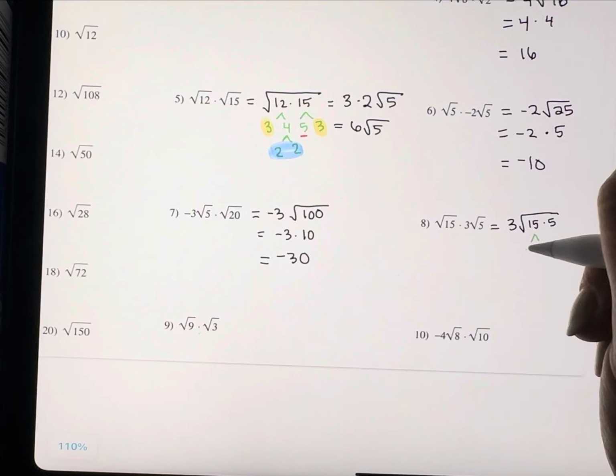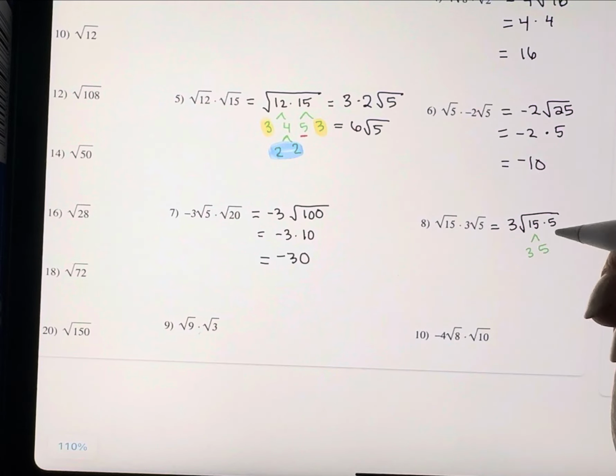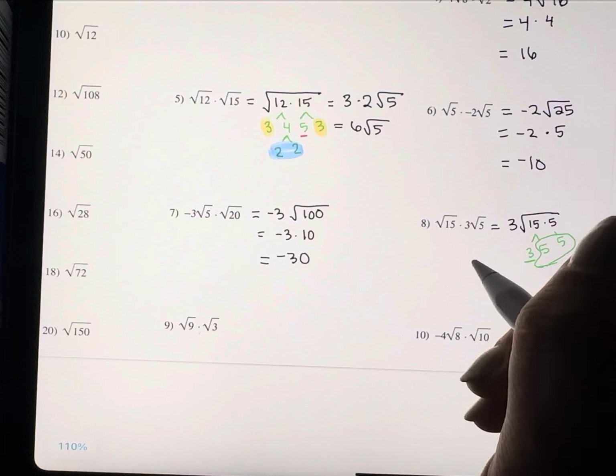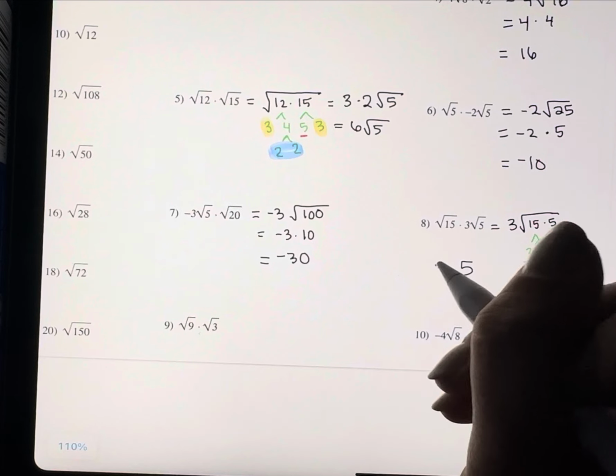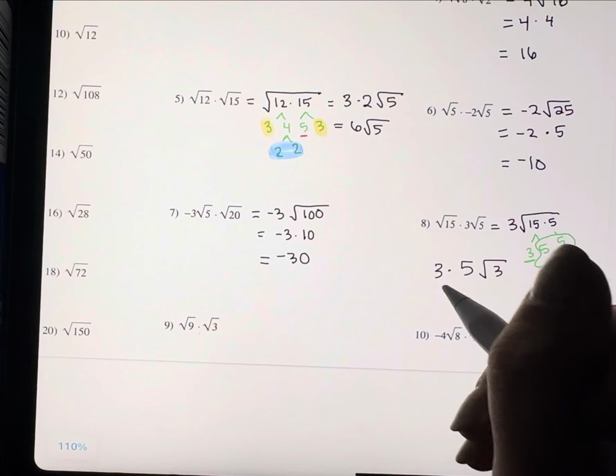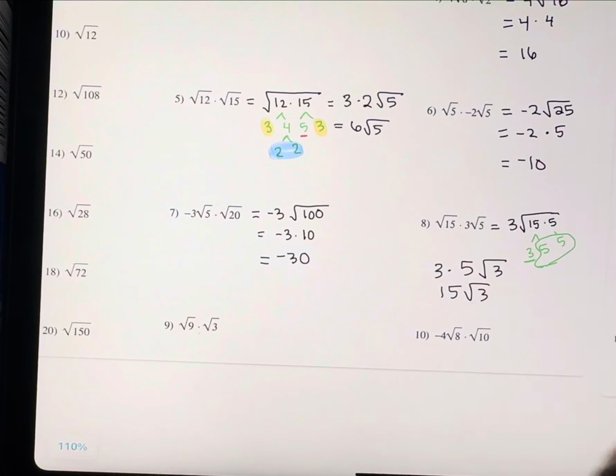So this 15 is a 3 and a 5, and that 5 is just 5. So here's my factor tree. These are the numbers. I've got myself a pair of 5s and a lone 3. So the pair of 5s means 1 5 comes out, multiplies by the 3 that was already there, and that lone 3 stays inside, and we get 15 radical 3.